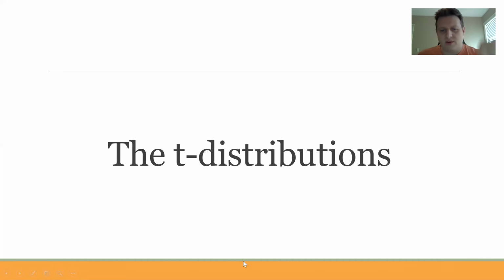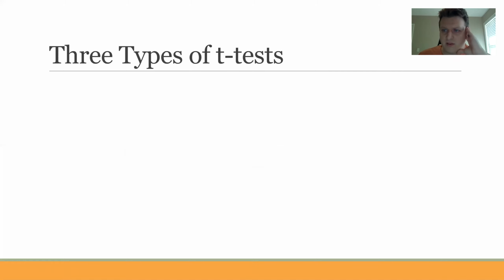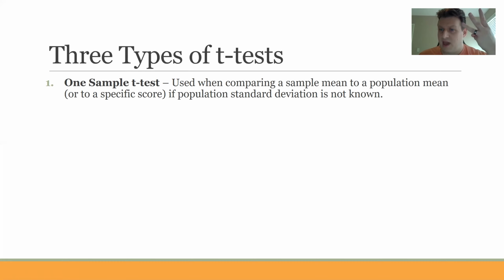Okay, so t-distributions are distributions that look very similar to a normal distribution. In fact, they look very similar to a z-distribution, but there are some slight differences between the t-distributions and a z-distribution. So the first thing to talk about is that there are three major types of t-test. The one sample t-test that we're going to talk about today, the independent samples t-test, and the paired samples t-test. For one sample t-test, we are making a comparison between one sample and a population mean.